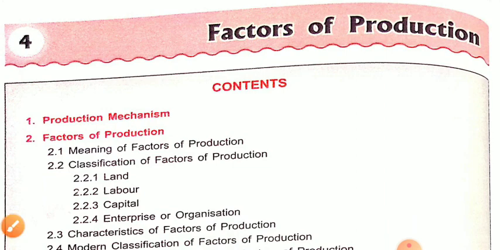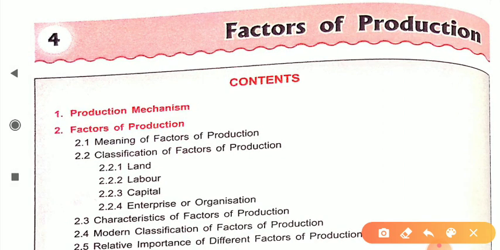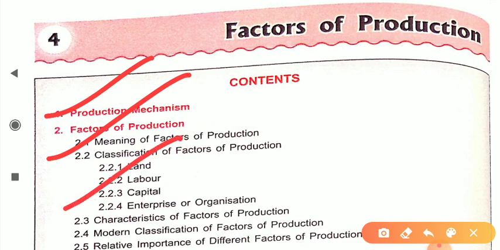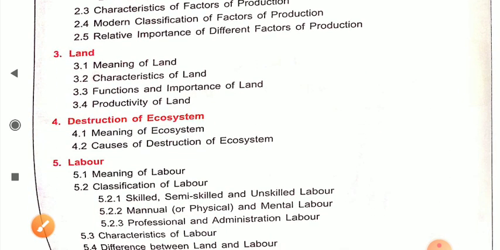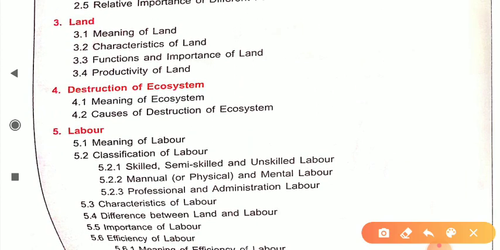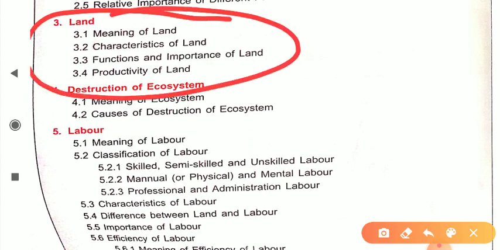Dear student, in our previous session, we studied about the production mechanism. We also studied the meaning of factors of production, and the characteristics and classification of factors of production. Today we are going to study about land: the meaning of land, characteristics, function, importance, and the last one, the productivity of land.